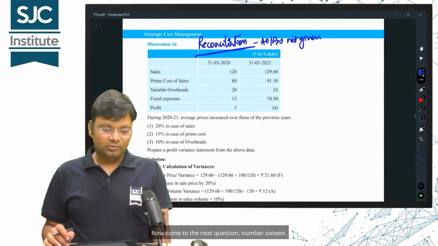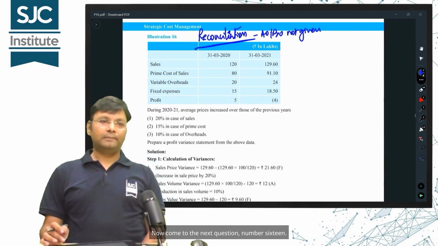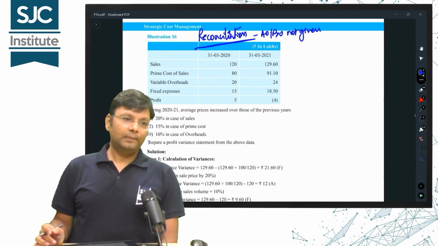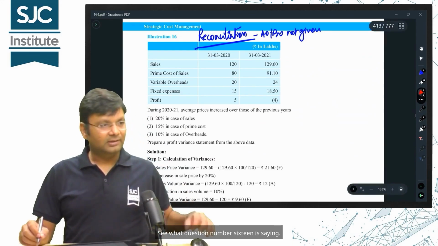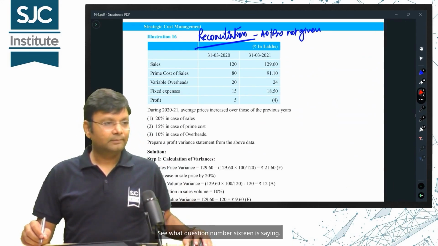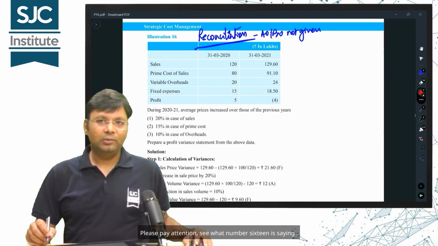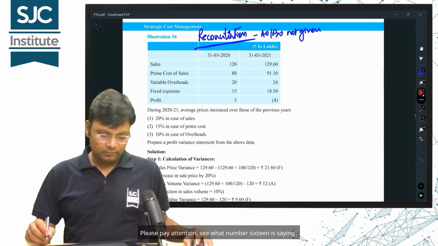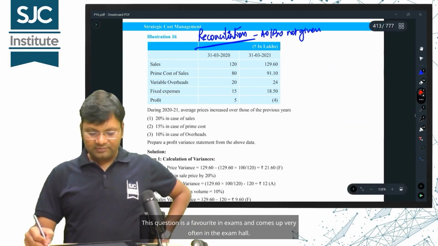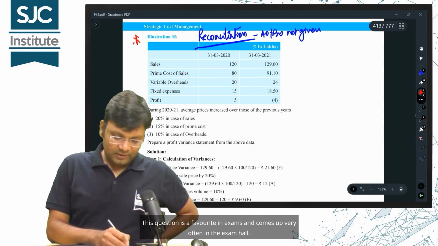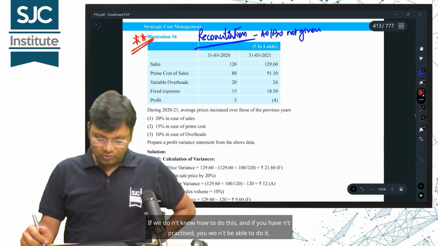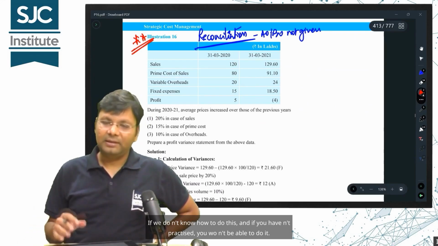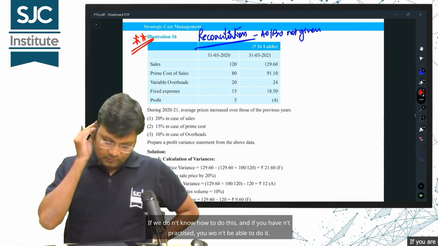Now come to the next question, number 16. Guys, come to question number 16. See what question number 16 is saying. Please pay attention. This question is a favorite in exams and comes up very often in the exam hall. If we don't know how to do this, and if you haven't practiced, you won't be able to do it.